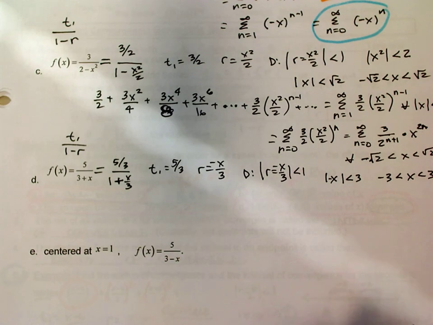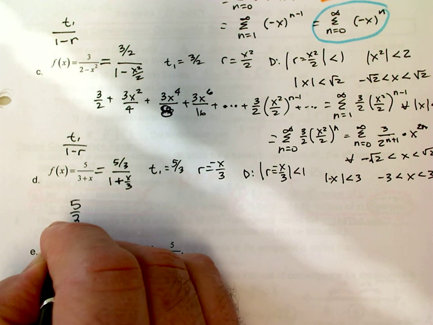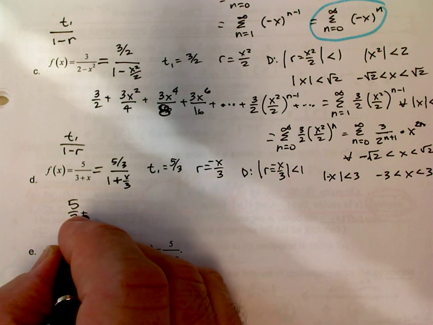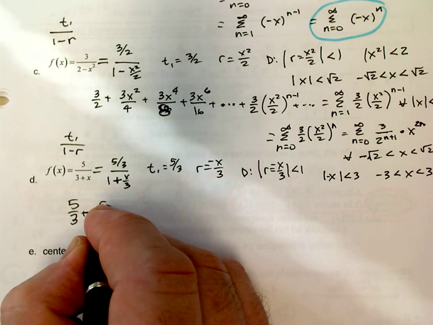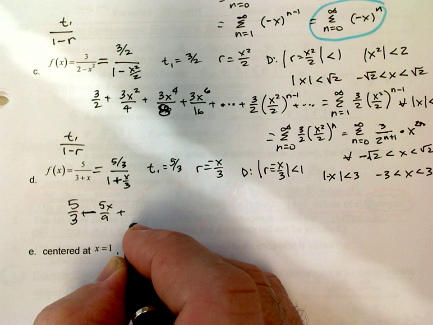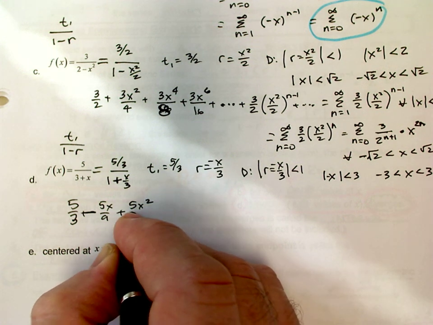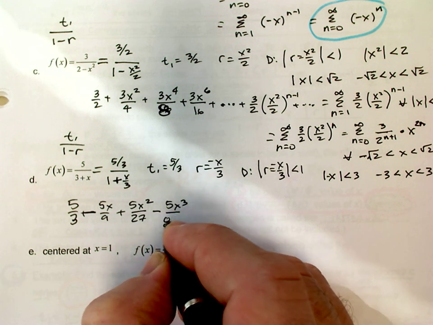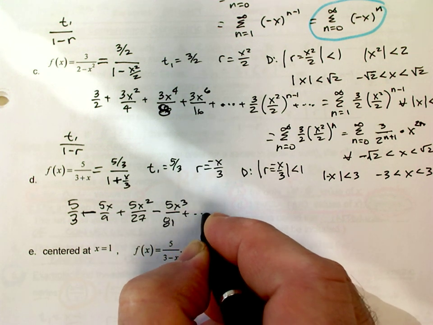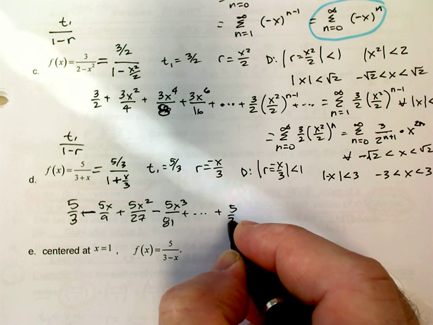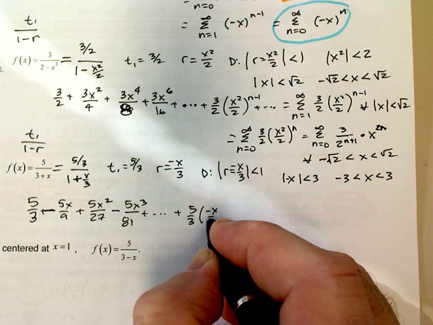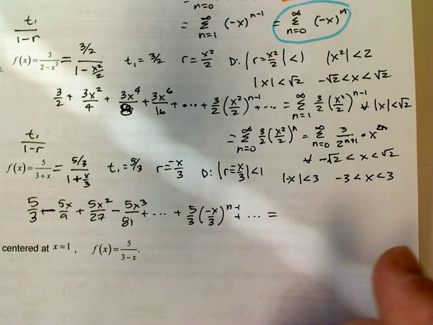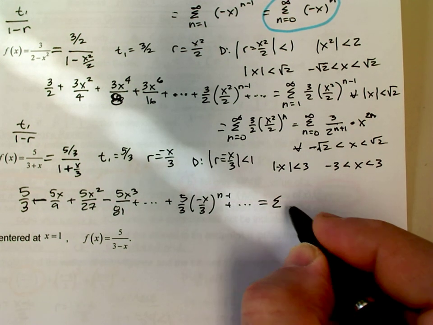Let's write our series out. First term, 5/3 plus 5/3 times this negative x over 3, which will make this negative 5x over 9, plus 5x squared over 27, minus 5x cubed over 81, plus dot dot dot. We should have 5/3 times negative x over 3 to the n minus 1 as our general term. And then we'll put more dot dot dots to get full credit.